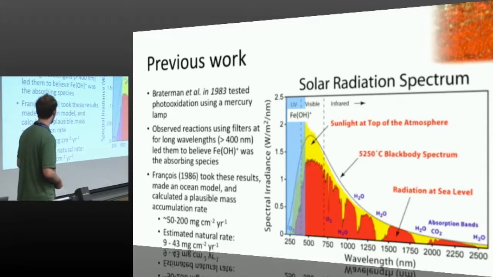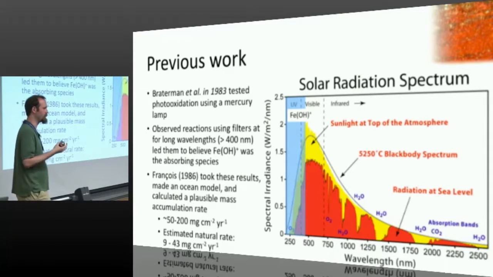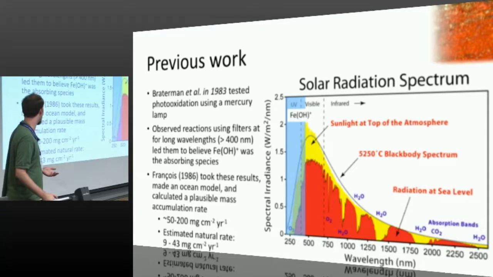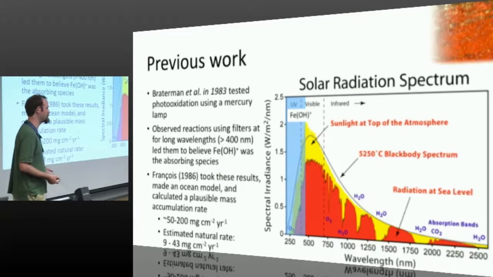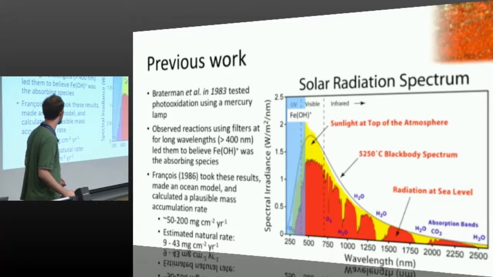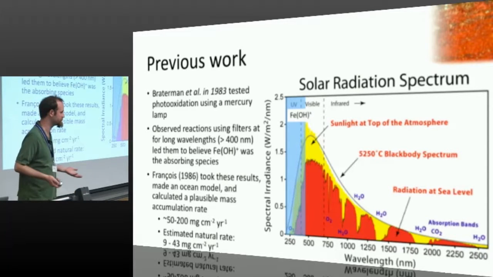And Francois took these results, ran with them, and made an ocean model, calculated a mass accumulation rate. And he got about an order of magnitude more than an estimated natural rate for a BIF. So that led people to conclude this is plausible.